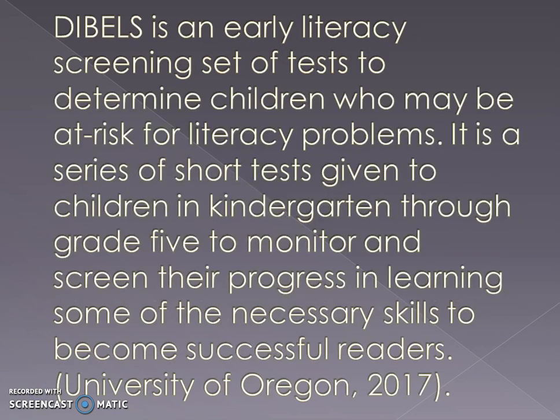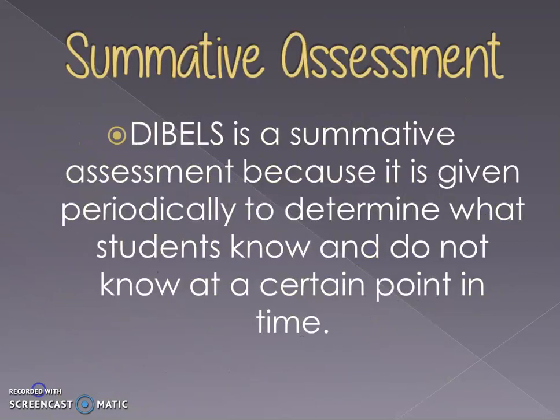DIBELS is an early literacy screening test to determine children who may be at risk for literacy problems. It is a series of short tests, usually 1 minute, given to children in grades kindergarten through grade 5, to monitor and screen their progress in learning some of the necessary skills to become successful readers. DIBELS is a summative assessment because it is given periodically to determine what students know and do not know at a certain point of time.